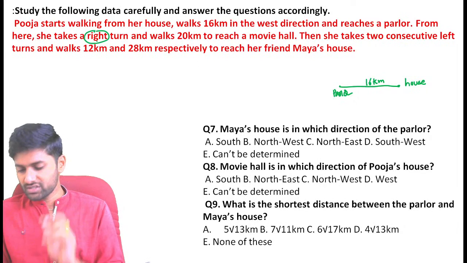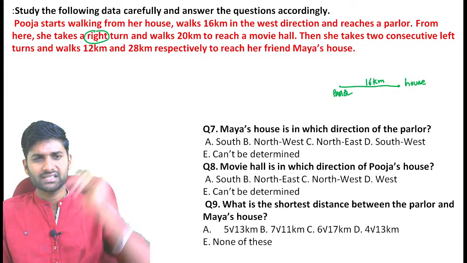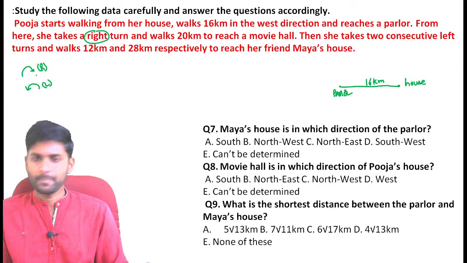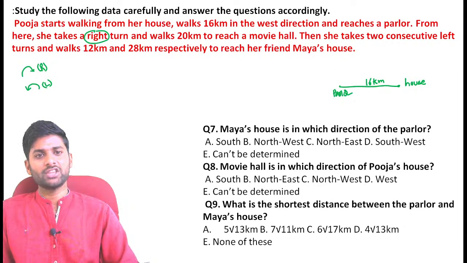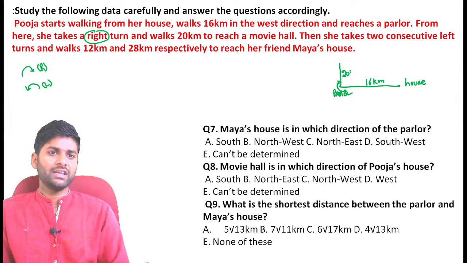Next, one more point. Most of the students are confused about right and left cases. See, whatever you are facing, you just consider the right side as east, and every clockwise turn represents right. Every anti-clockwise turn represents left. Remember these two points also. Now see, she took a right turn. A right turn means definitely the clockwise direction. Now, they covered 20 kilometers and reach the movie hall. So this is the movie hall.